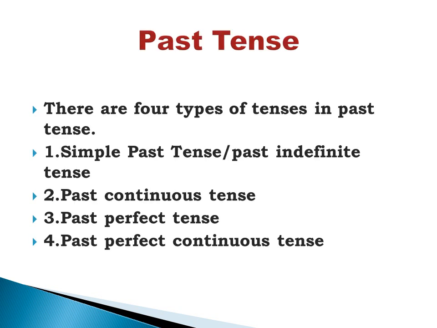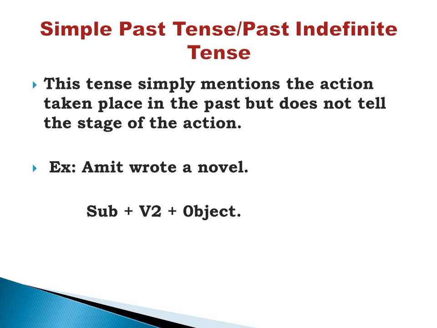Past tense. There are 4 types of tenses in past tense. Simple past tense, which also is known as past indefinite tense, past continuous tense, past perfect tense, past perfect continuous tense. Simple past tense, which is also known as past indefinite tense. This tense simply mentions the action taken place in the past but does not tell us accurately the stage of the action.